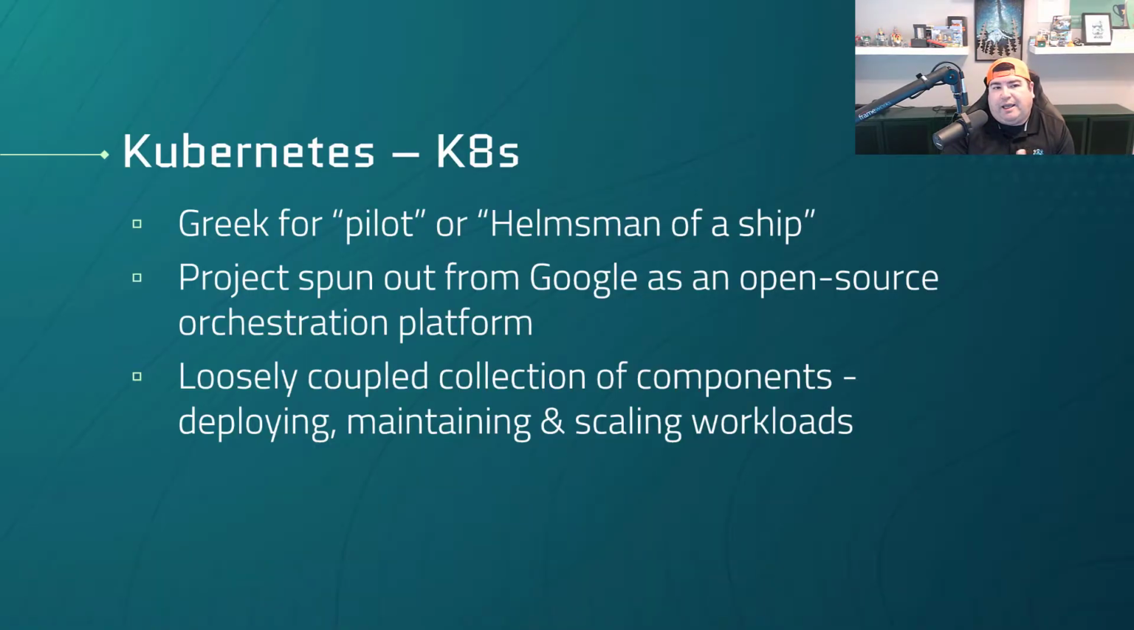So Kubernetes or K8s, what is K8s? The 8 here just represents the 8 letters between K and S in Kubernetes. So Kubernetes or K8s are all one and the same. Kubernetes is the Greek word for pilot or helmsman of a ship. This is a project that was spun out of Google as an open source orchestration platform. Think about managing containers and workloads and doing that at Google scale. That's where this came from originally.